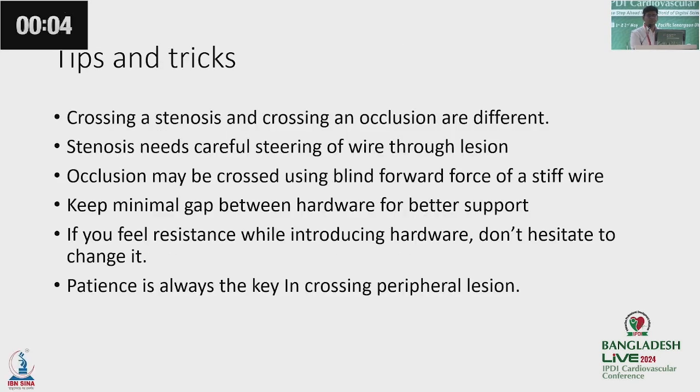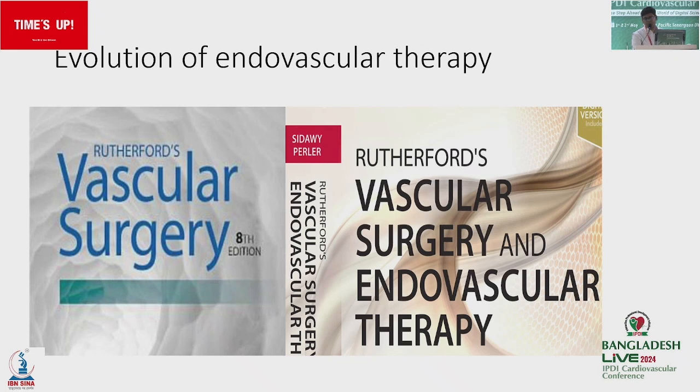So what are the tips and tricks? Crossing a lesion, that is stenosis and occlusion, these are quite different. Stenosis needs careful steering of the wire through the lesion, but in case of occlusion, you have to go blind force. Keep minimal gap between the hardware for better support. If you feel resistance while introducing hardware, never hesitate to change it. And patience is always the key in peripheral lesion.